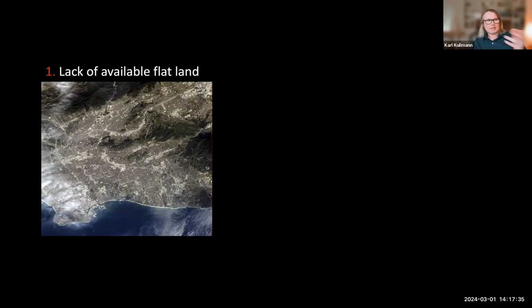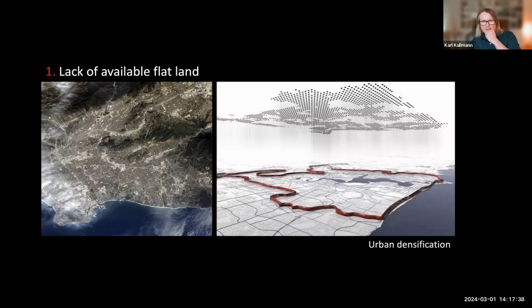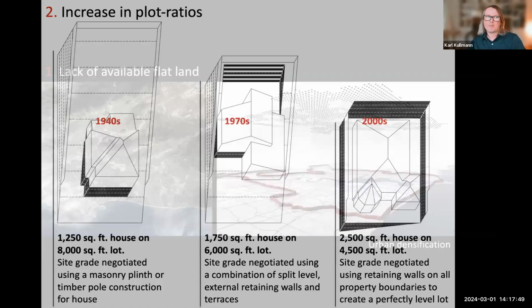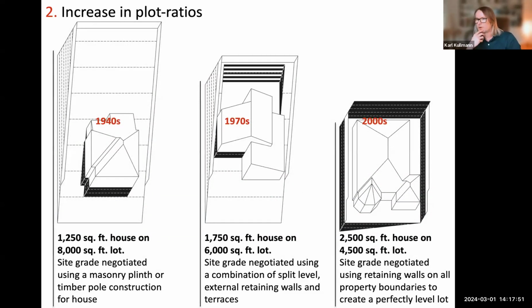The problem is a lack of available flat land. Urban densification and infill could be an answer, but the reality is cities will keep growing as well, even as we seek to infill them. A big influence on this topographic leveling has been a change in plot ratios. Let me just unpack this a little bit. Plot ratio is the surface area of a dwelling expressed as a percentage of the surface area of the plot that it's on.